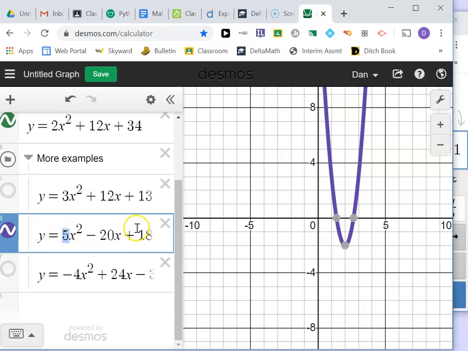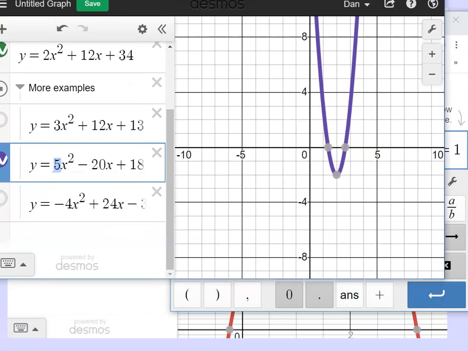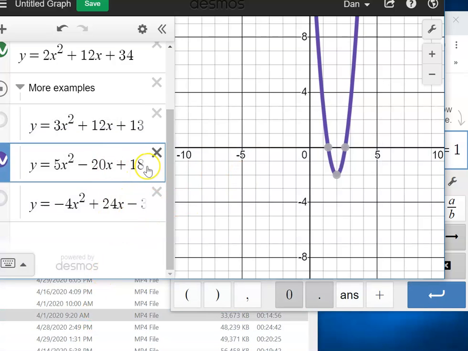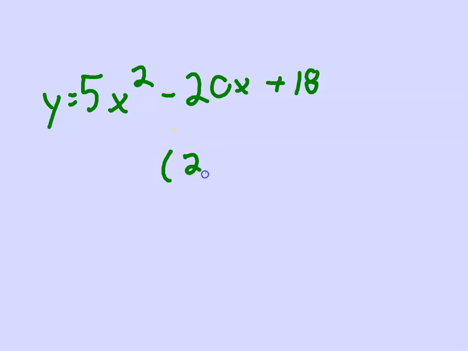So now we know that the, let me just shift this up a little bit here, can I do this? Yeah. I'm working with this equation right here: 5x squared minus 20x plus 18. Okay. And I found out already that it's shifted to the right 2. So now I'll put 2 in for x right here.